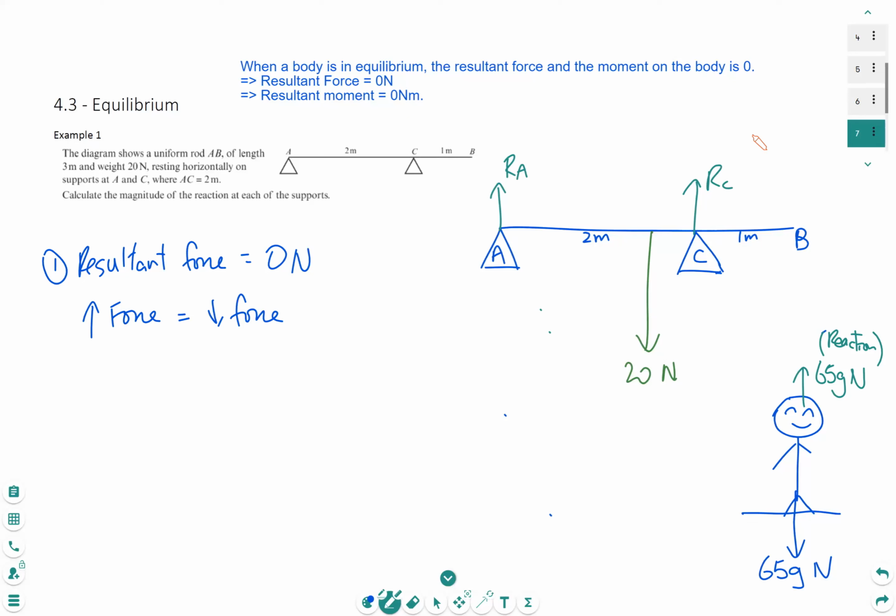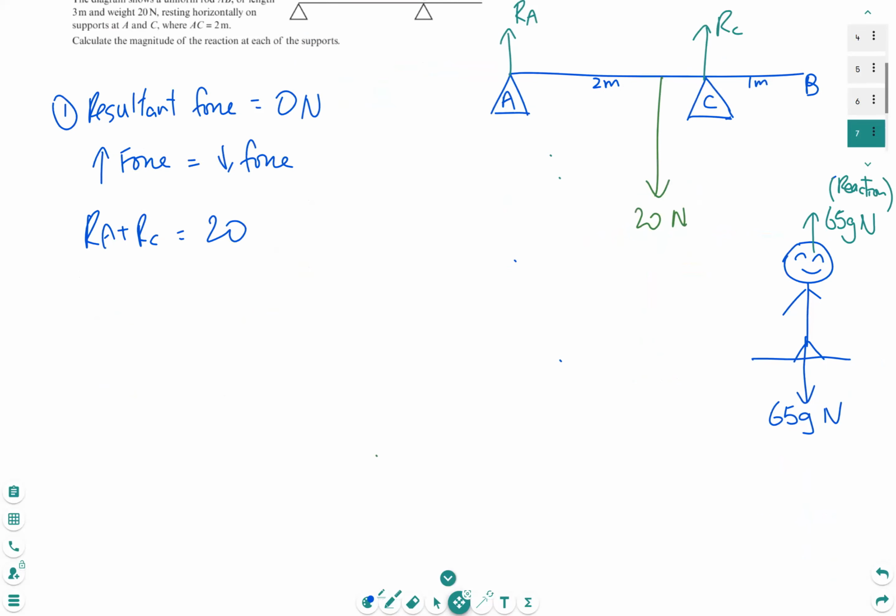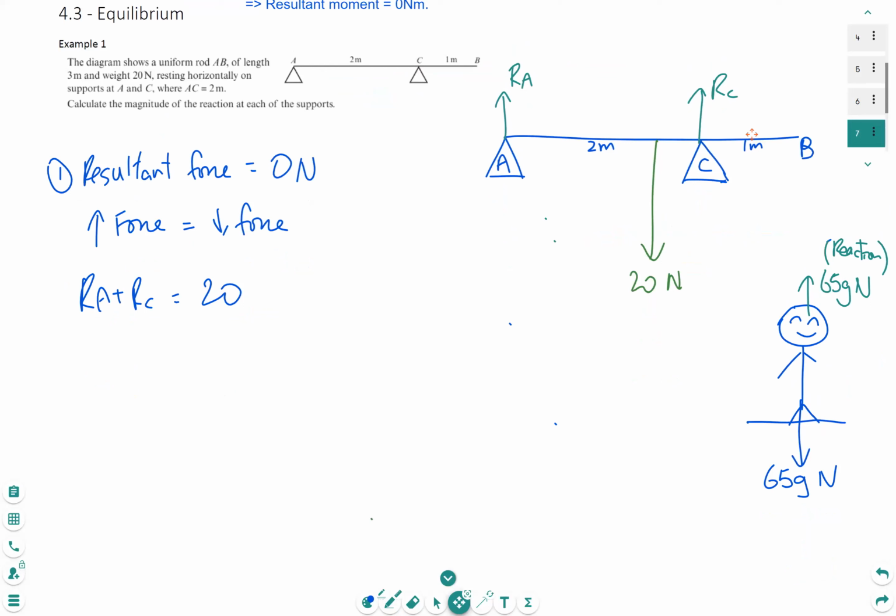Right, so 20 Newton would be equal to RA plus RC. So RA plus RC, the upward force, equals 20 Newton. So that's the first step. Second step, resultant moment equals 0. So resultant moment. How do you calculate resultant moment again? Hopefully you've done this in a previous video.